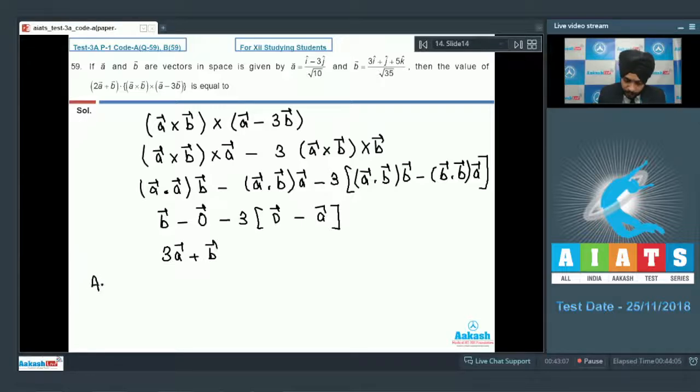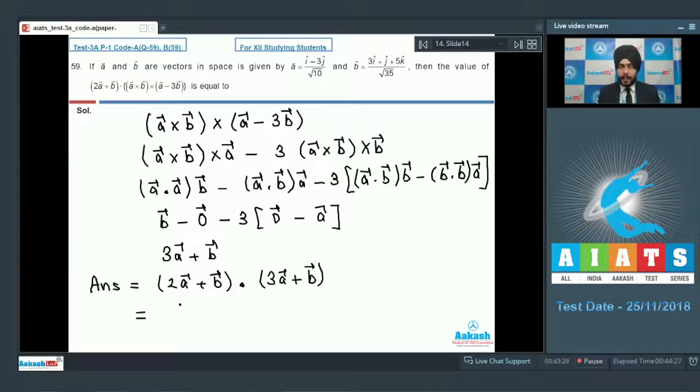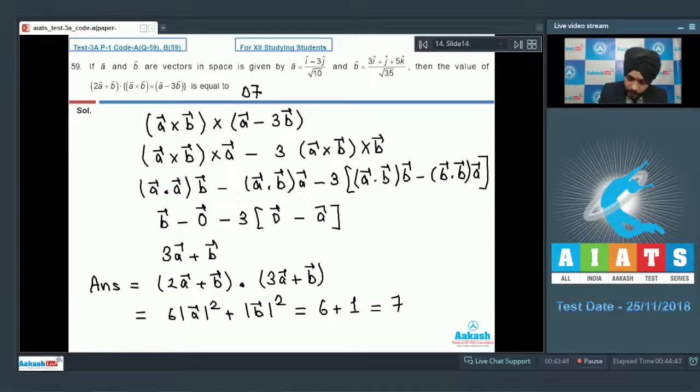So what is the answer of the problem? The answer of the problem is (2a + b) dot (3a + b). So this is 6 times magnitude of a squared, 3a·b is 0, 2a·b is 0, magnitude of b squared, that is b·b. The answer is 6 + 1 and that is 7 because they are unit vectors. What you have to fill in the OMR? 07. Okay. Let us move forward to the last question of this exam now.